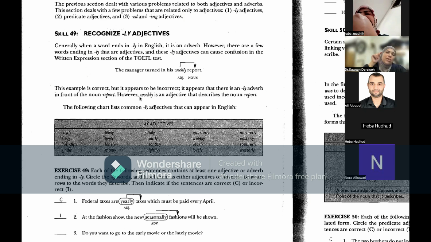Listen, why is it not considered a time adverb? It's an adjective. We use this usually with journals, honestly speaking. This is a quarterly journal, let me say. A quarter means 25, guys.